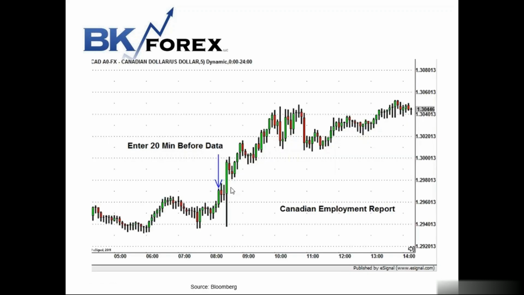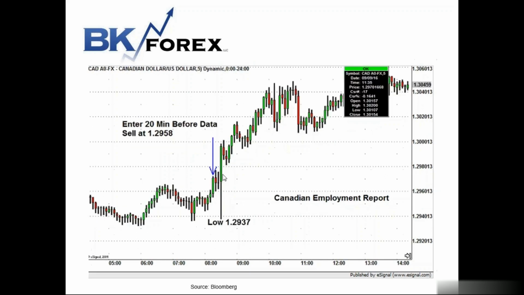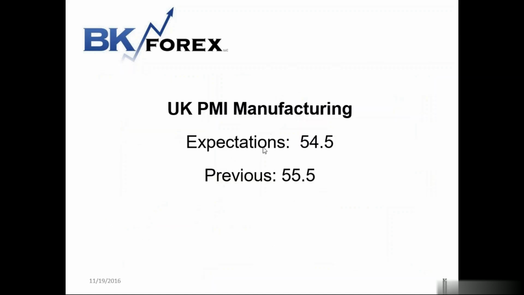And this is the trade where you enter 20 minutes before the data. And the low, we enter 129.58. Stop is at 129.78. And target is at 129.38. And you can see that our first profit target was barely hit because while the number was good, it wasn't quite good enough. CAD employment is kind of tricky to trade proactively.